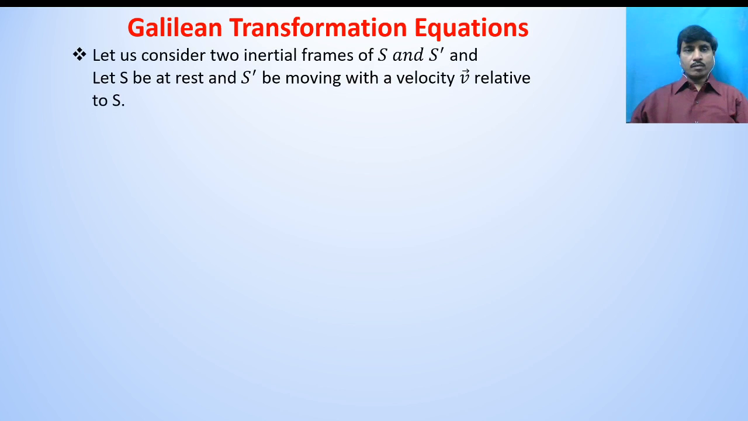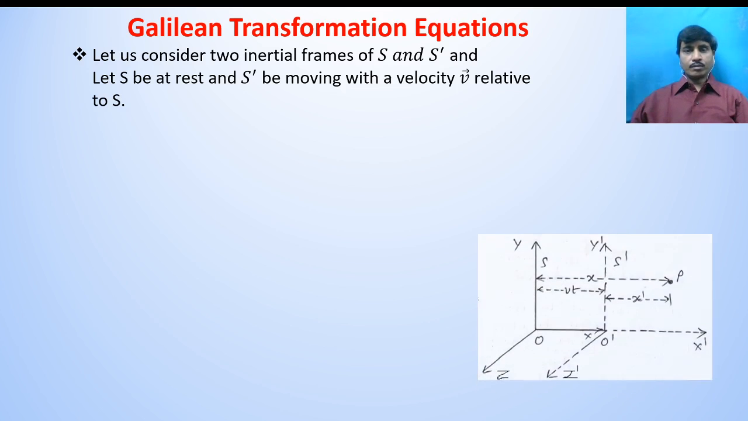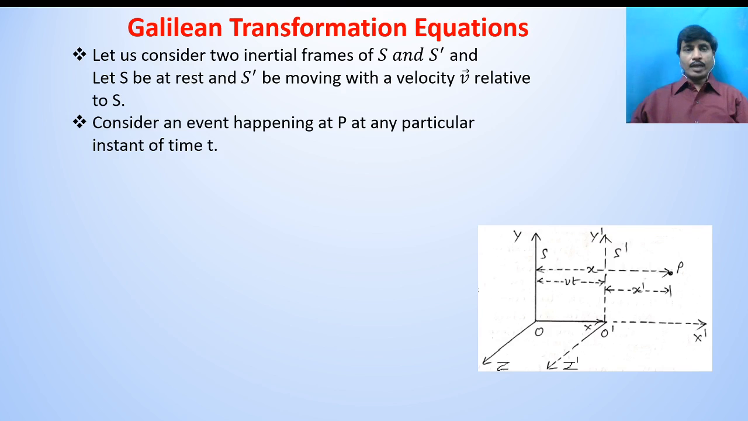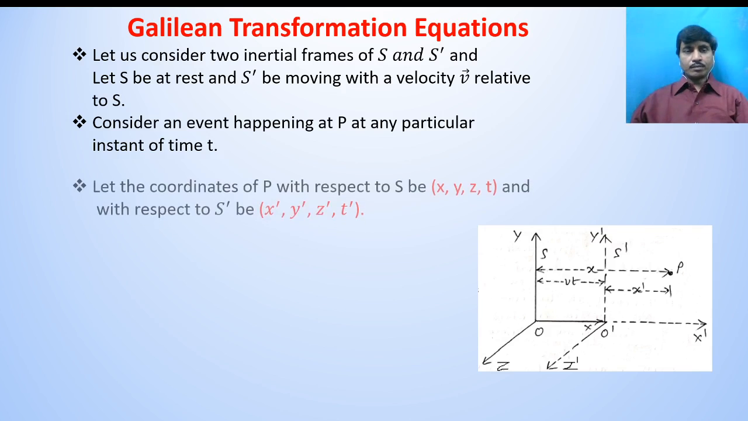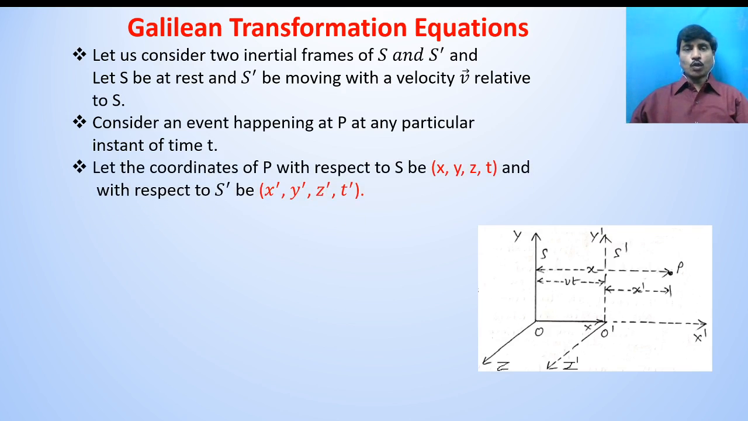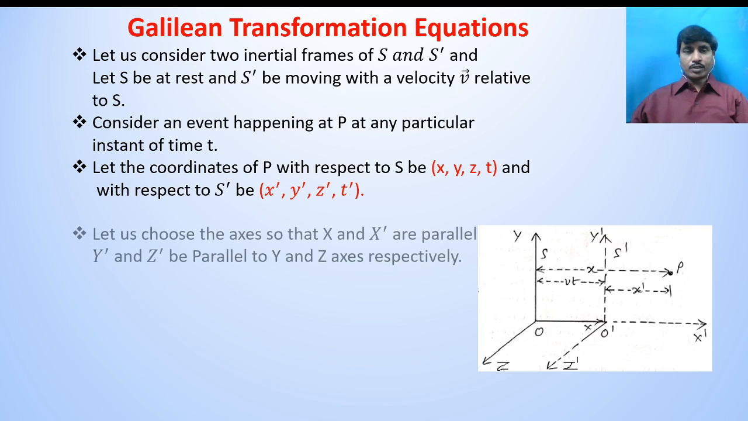Consider two inertial frames of reference S and S dash, and let S be at rest and S dash be moving with a velocity v bar relative to S along positive x direction. Consider an event happening at P at any particular instant of time t. Let the coordinates of P with respect to S be x, y, z, t, and with respect to S dash be x dash, y dash, z dash, t dash.